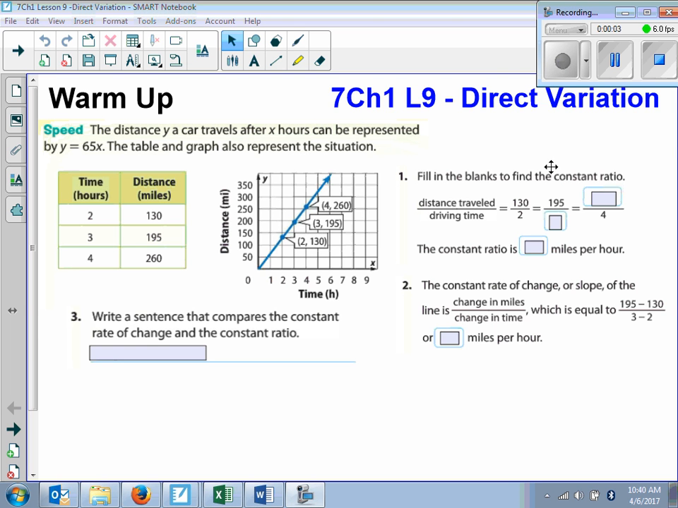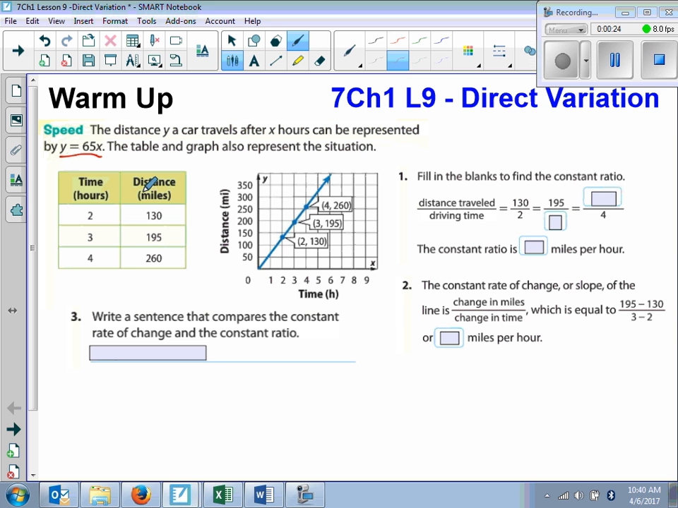All right, Chapter 1, Lesson 9 is direct variation. Okay, the warm-up here says the distance y a car travels after x hours can be represented by the equation y is equal to 65x. The table and the graph also represent that situation.